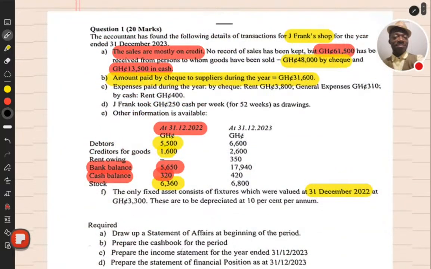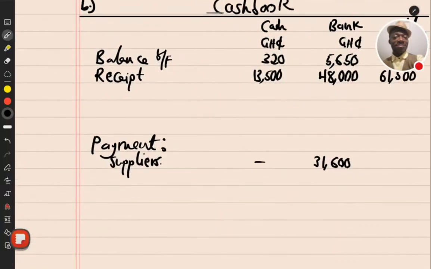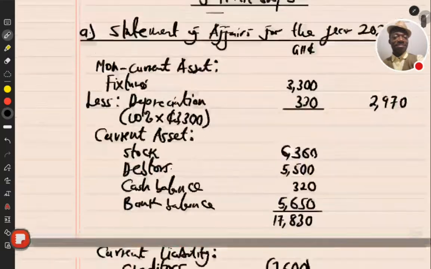Then when you come to transaction C, it says that expenses paid during the year by check: rent 3,800, general expenses 310. By cash: rent 400. So I just want to record that as well, as an expense. So rent, we know that the cash figure is 400, and then that of bank was 3,800.